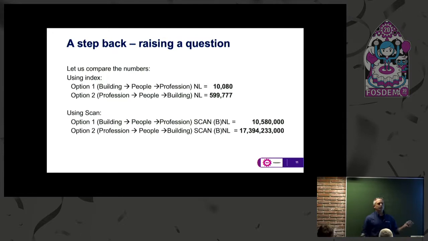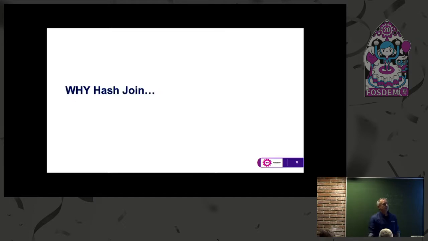Also, the second one looked like the best option because it starts with the smaller table, but it actually doesn't work well. It's failing. If I had to show you all the calculation, we would stay here until the next speech. But trust me, that was coming up. And this is why we have hash join. Why do we have hash join?